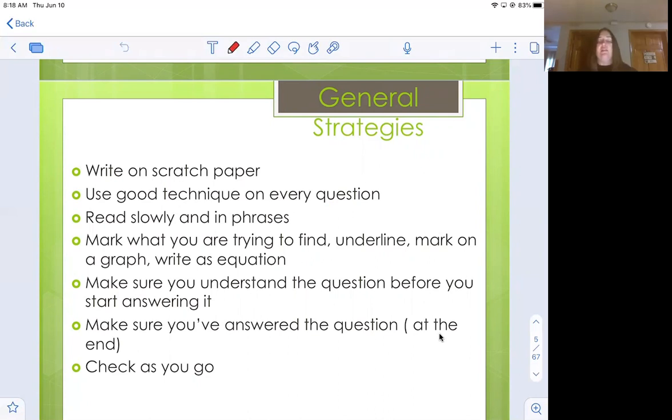So a lot of times ACT will have something funny at the end. They'll ask you to solve for X, and then they'll ask, what is X times Y, or something like that. So be careful with that. And if you have time, check as you go. Make sure your answer makes sense. So hopefully this gives you a few strategies that you might want to start with as you are looking at the math portion of the ACT.